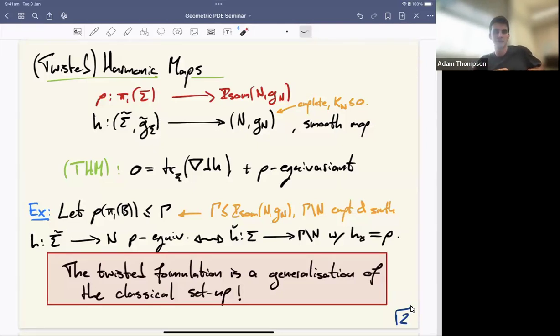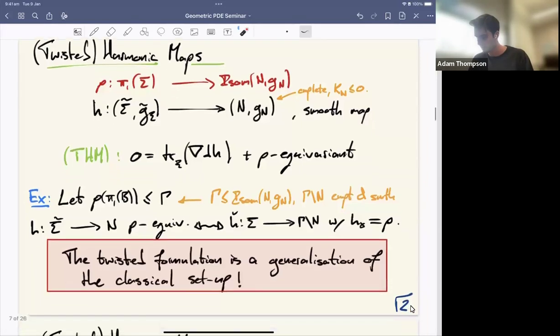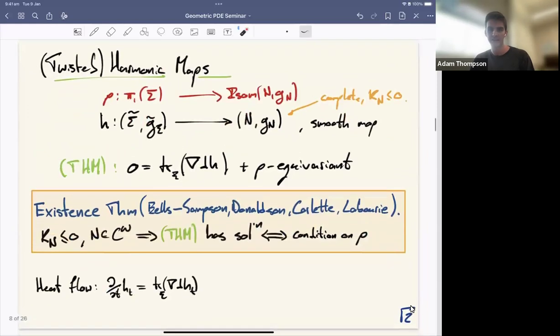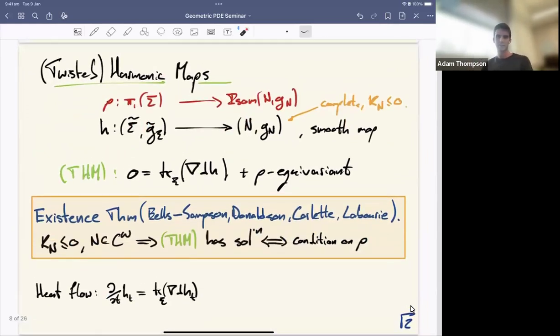Then, of course, it's important to know: there's a good existence theory for the classical harmonic map equation when the target had non-positive sectional curvature. Does that remain true in this twisted case? Thankfully, it does, with the slight caveat that you need a condition on this rho. I'm not going to tell you this condition explicitly, but there is one that exists, and it's an if and only if condition. So we know precisely in what instances these harmonic maps do exist.